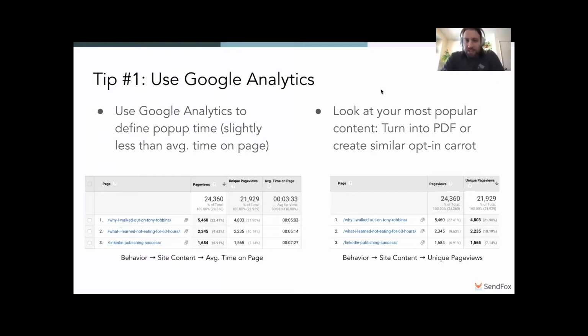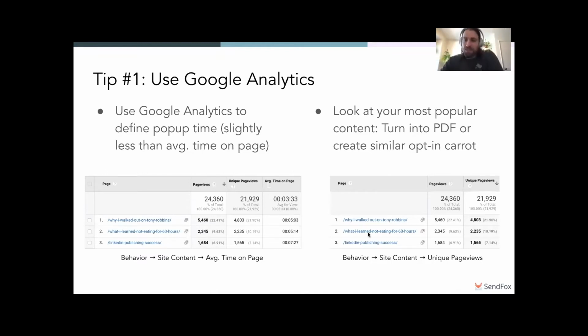The first thing is to utilize Google Analytics to define your pop-up time. There are people that set pop-up times to be 2 seconds. There are people that set pop-up times to be 45 minutes, right? What we're actually looking for is the average time on page, and how do we make sure that it's less than the average time on page? Because we want to make sure that the pop-up is actually displaying for the majority of people on our website, and we don't want to mistime that.